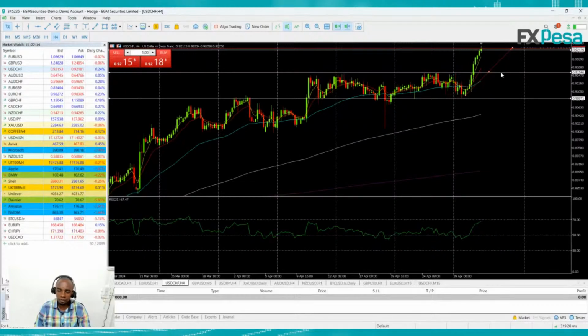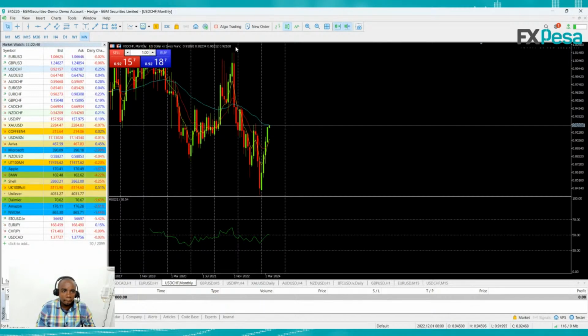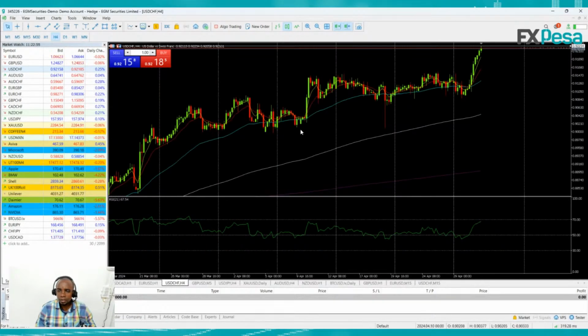So let me remove everything so that we can have something clear cut. Once again, we need to map out that monthly. Yeah, so let's do this. Go to that monthly moving average, and then go to last week's high, which is this one over here.